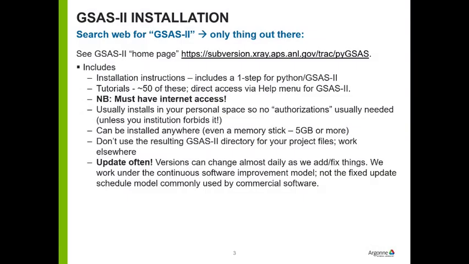Installation of GSAS-II. If you've not installed GSAS-II, what you need to do is simply go to the web and search for GSAS-II. Don't search for GSAS, because you'll get an awful lot of Graduate School of Arts and Sciences, and also the Greater Seattle Aquarium Society, and a lot of other things like that. If you search for GSAS-II, you'll get GSAS-II and nothing else.